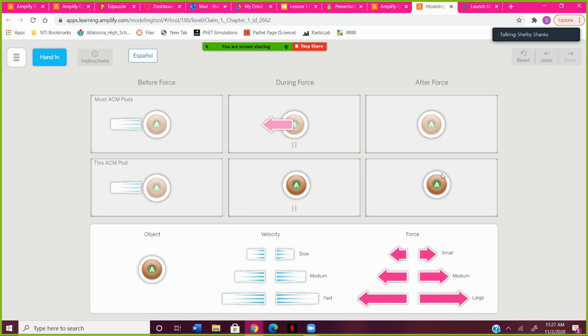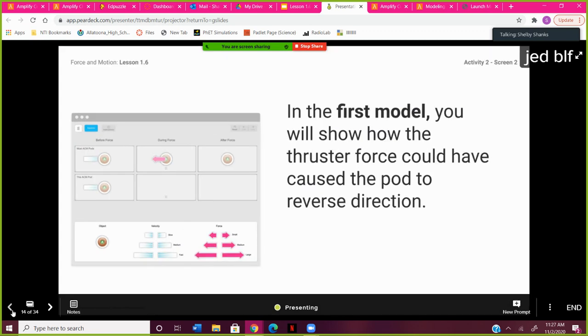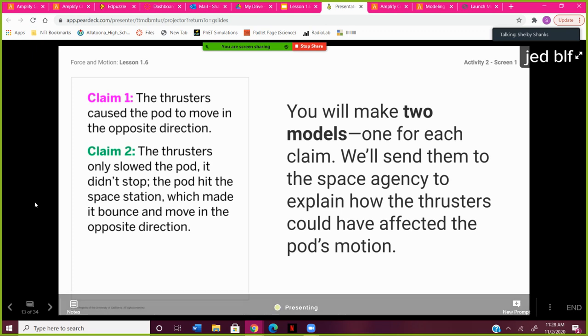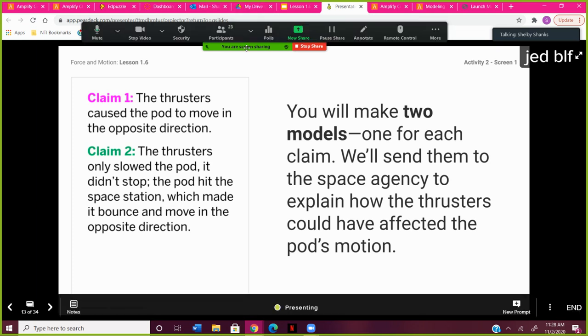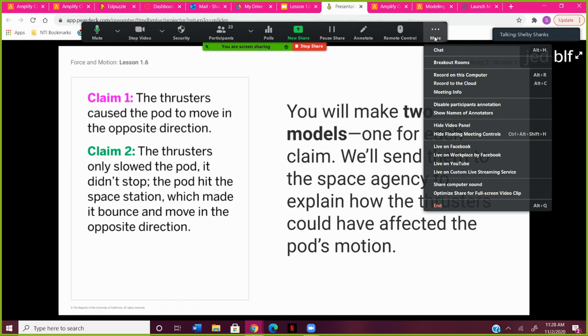Okay, so make sure that you are looking at claims 1 and 2. I will keep them on my Pear Deck so that you can see them and come back to them. But make sure that you're modeling claim 1 and then modeling claim 2. Make sure you're clicking hand in as well. All right, take a few minutes to do that, and we will come back together in about 5 minutes. Okay, so make sure you're on tab 2.